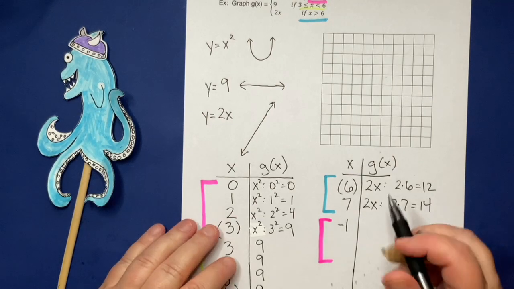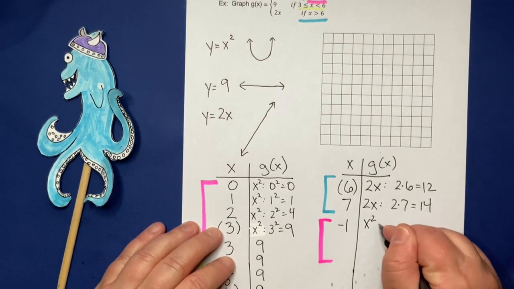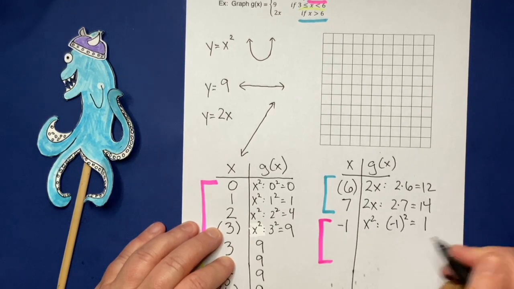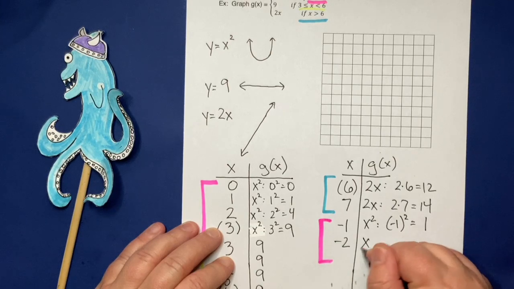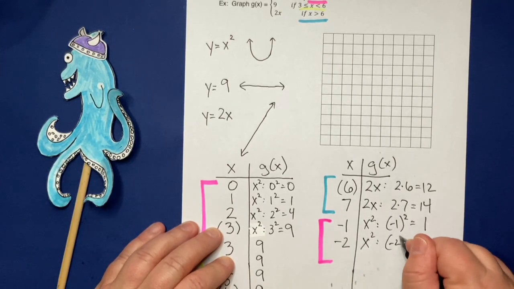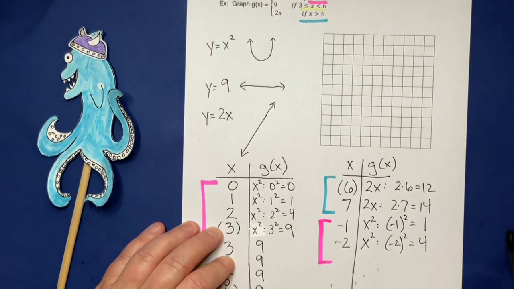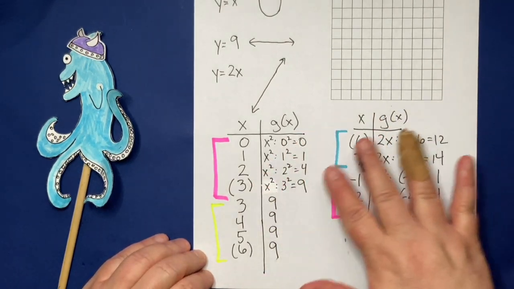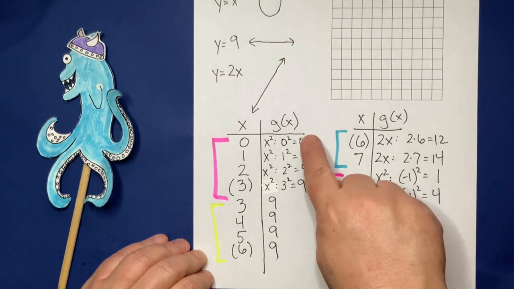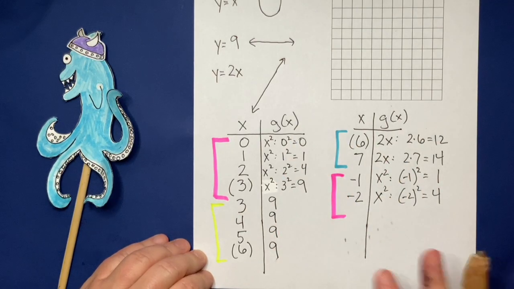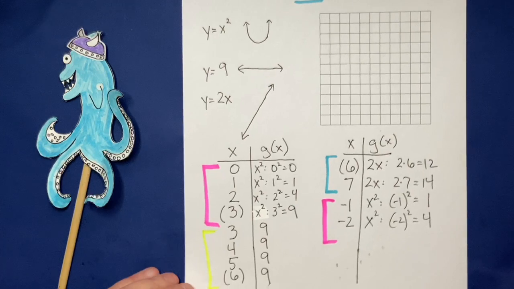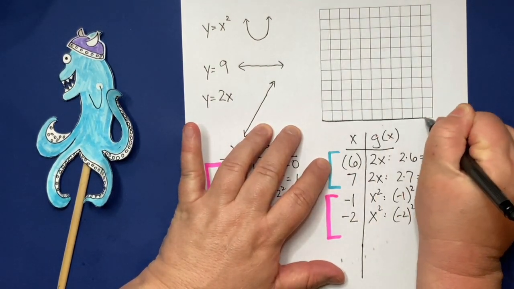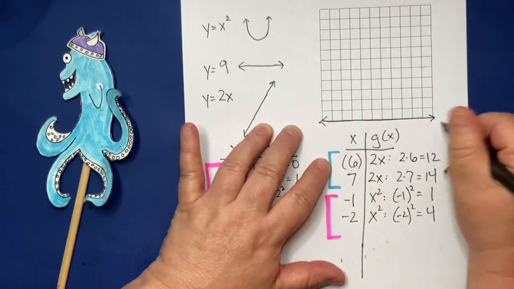If x is -1, I've got x squared, which means I've got -1 squared, which is 1. If x is -2, I'm also in x squared land. -2, the quantity squared is 4. And then I realize, oh my goodness, all of the y values are going to be either 0 or positive. So that makes things a little bit easier because I'm just going to put the x-axis down at the bottom, because I'm not going to use any negative y values.